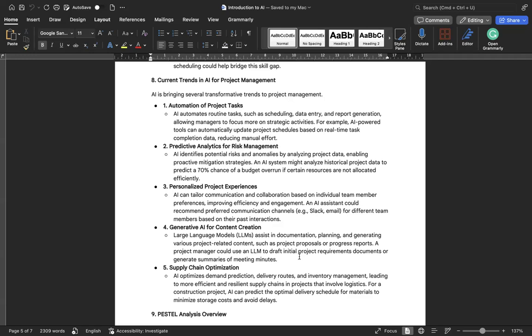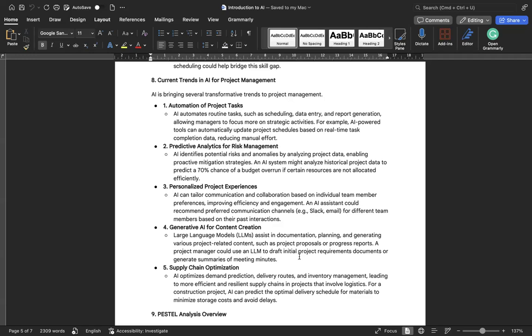And finally, we have supply chain optimization. For supply chain optimization, AI optimizes demand prediction, delivery routes, and inventory management, leading to more efficient and resilient supply chains in projects that involve logistics.